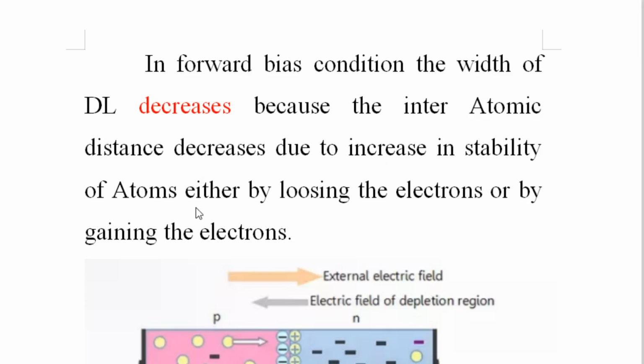Now, how will the atom get stable? If the atom has one electron in excess, then that atom loses that electron and becomes stable. In another case, if the atom has one electron less, meaning a shortage, upon gaining that electron, that atom becomes stable. In this way, stability of the atom is important in the case of interatomic distance, and if the atoms are stable, interatomic distance is decreased.